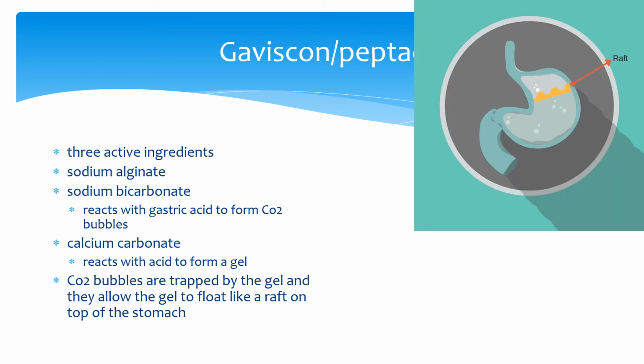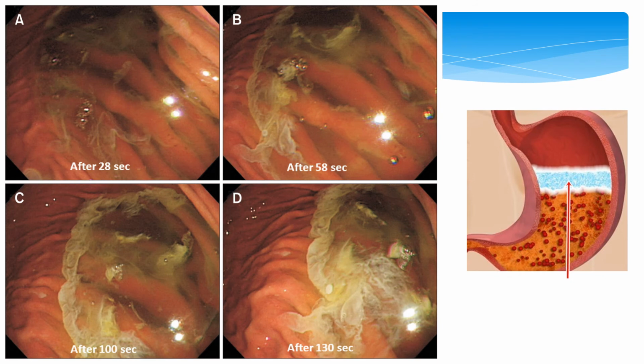Now, the other option in terms of treatment is the use of an alginate such as Gaviscon or Peptac, and these alginates work by forming a raft above the gastric contents, and certainly this raft will prevent any acid refluxing up the esophagus. Here is an endoscopic example of the ingestion of an alginate.